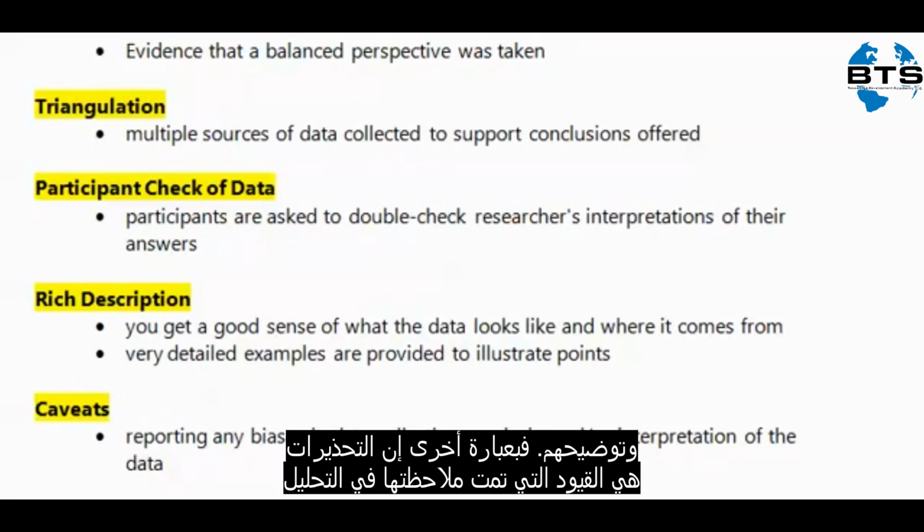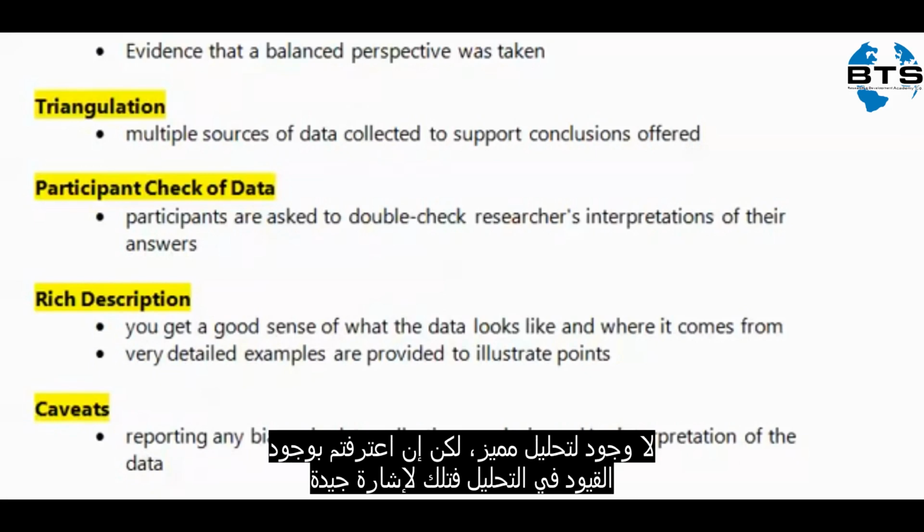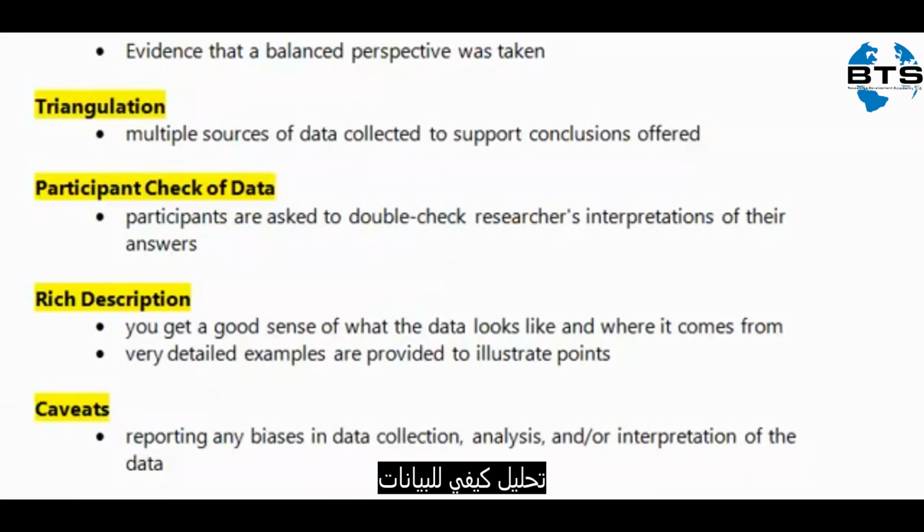So in other words, caveats are limitations that you have noted in your analysis, so that again the reader understands that you understand this analysis is anything but perfect. We all know that. No analysis is perfect, but you are acknowledging that there are limitations in the analysis, and that is the sign of a very good researcher. So those are some key qualities that you should consider when conducting qualitative data analysis.